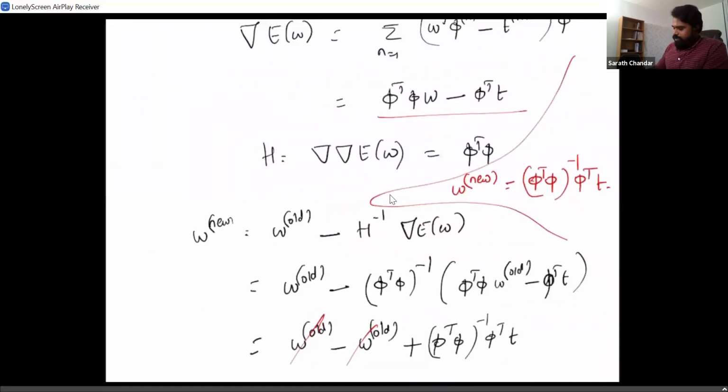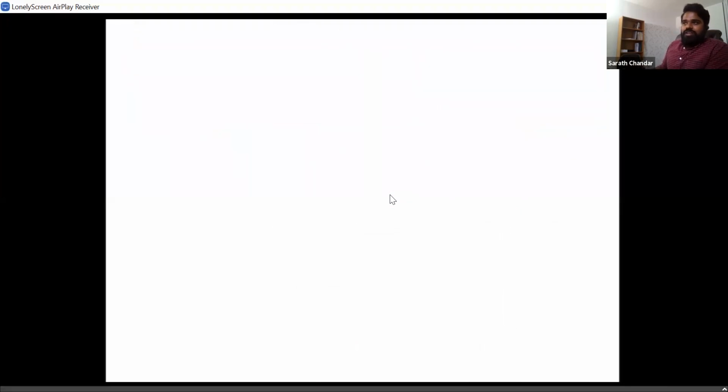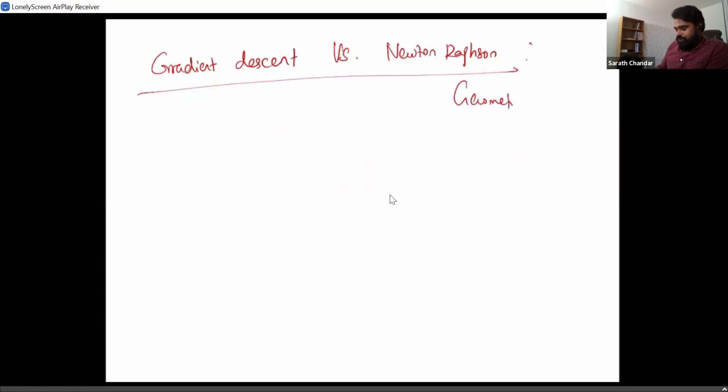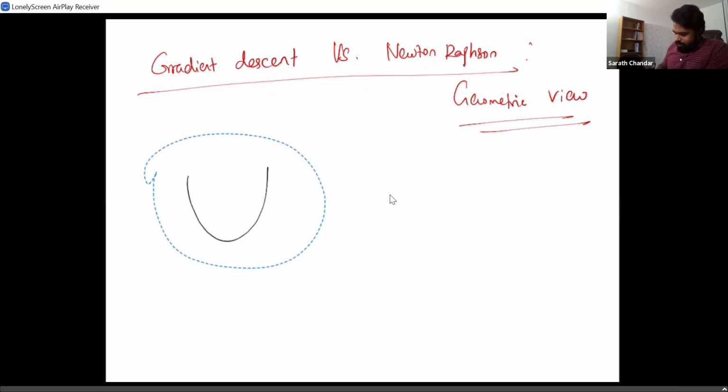Okay, so let's continue. Now let's look at both gradient descent versus Newton-Raphson in geometric space, a geometric view to better understand their differences. Okay, so now let's assume that this is my function. To use the same function for both algorithms, I'm going to copy the function.